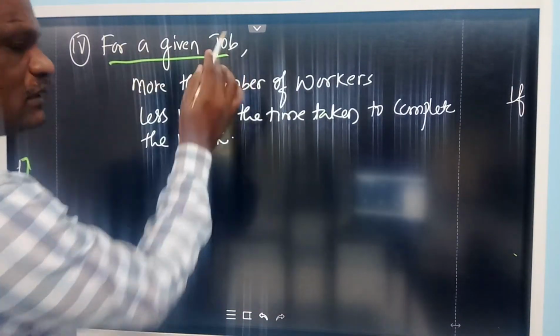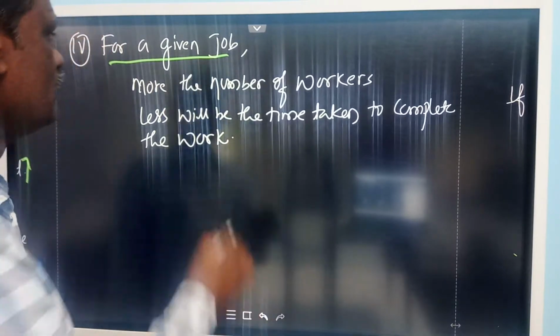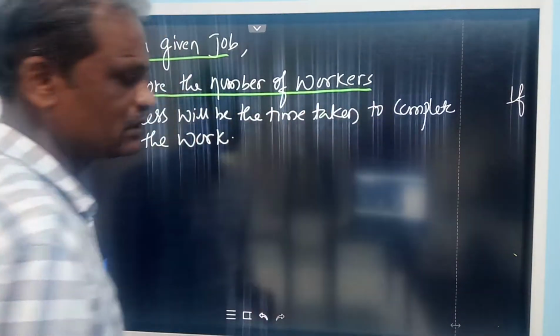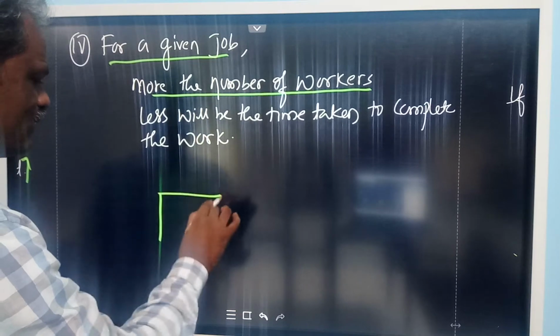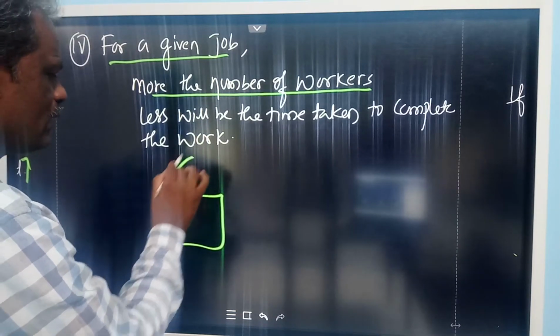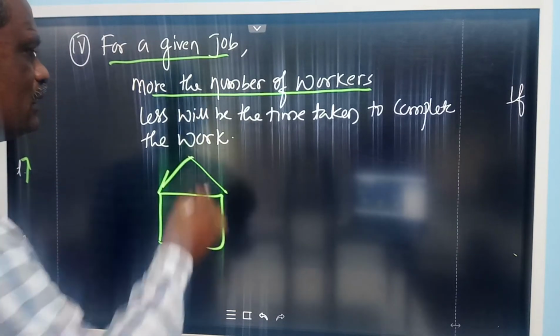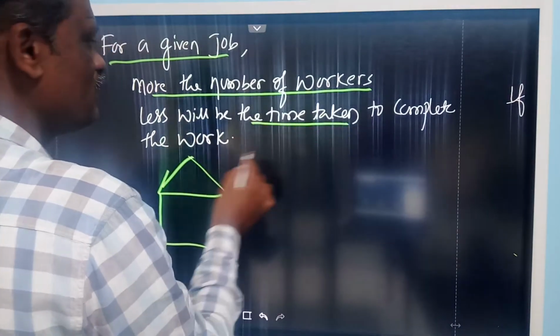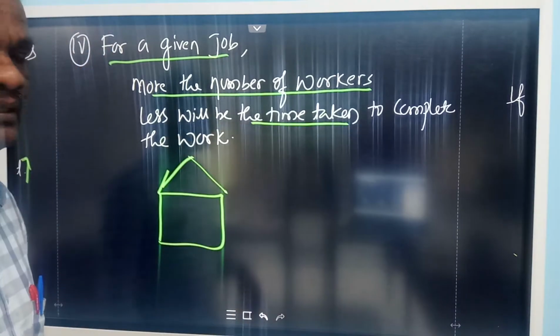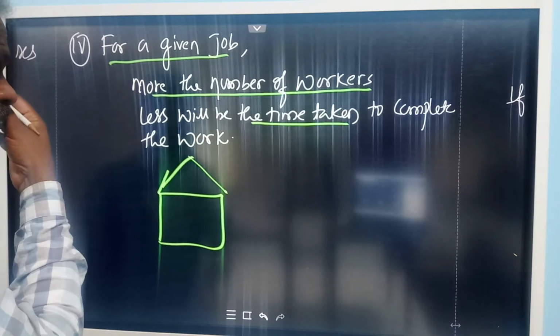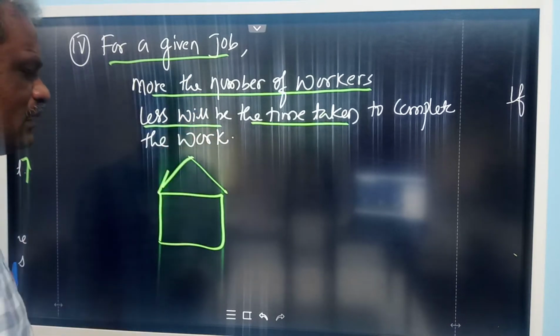For a given job, some work is given to some people. More the number of workers. Suppose, to construct a building, I use more number of people to construct the building. Then the time taken to complete the work will be less. Isn't it? Time taken will be less.